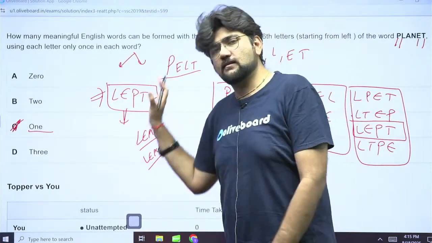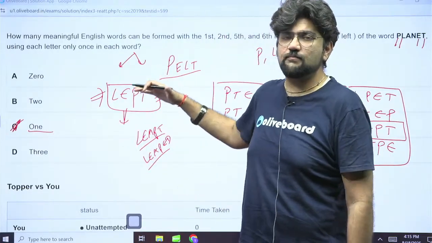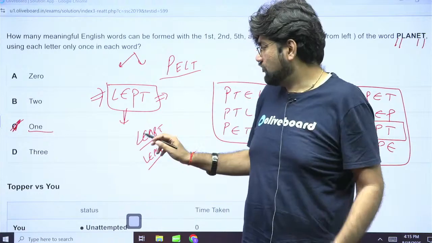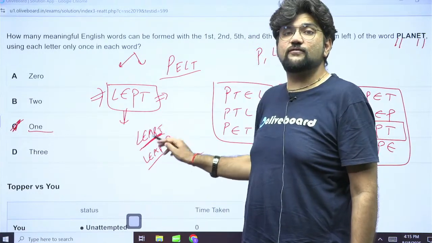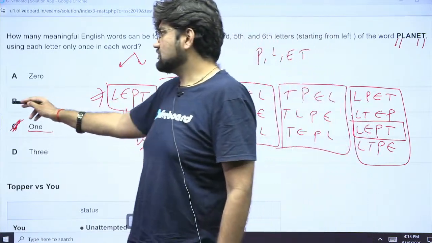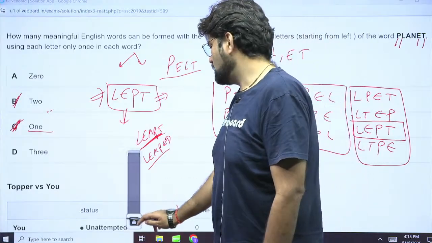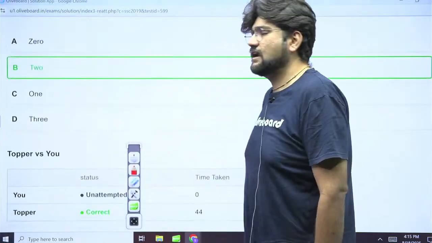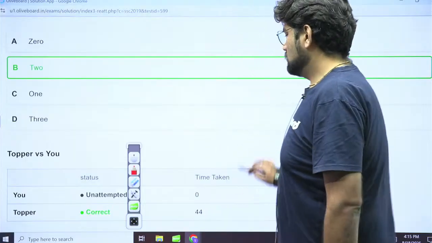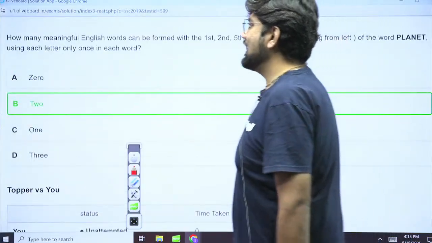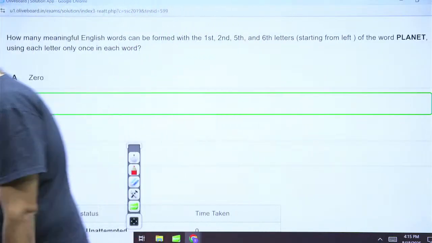Okay, but leapt is a meaningful word. Leapt is another spelling for this word. So that way they have marked option 2 as the correct answer. So this is a valid confusion. If at all you have faced this, I understand, I agree. Okay, so we can take this up if needed.